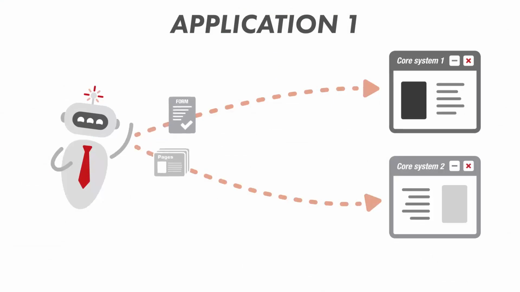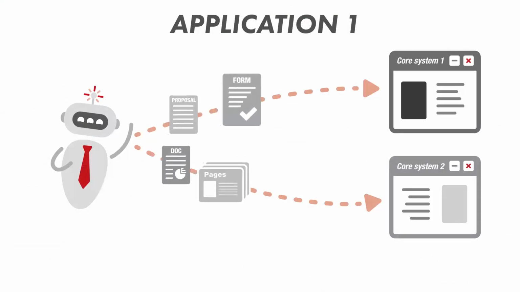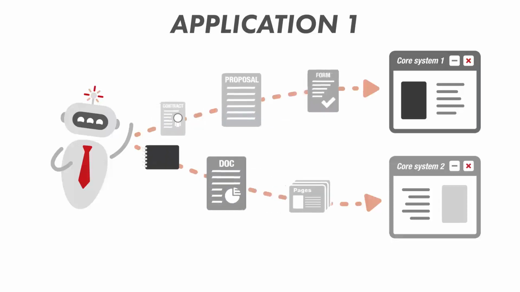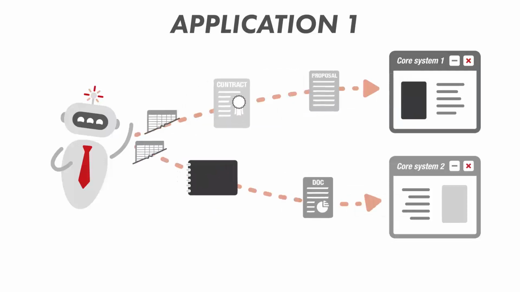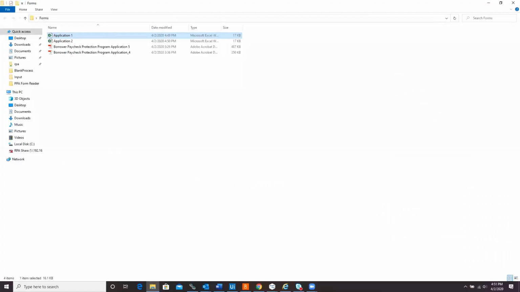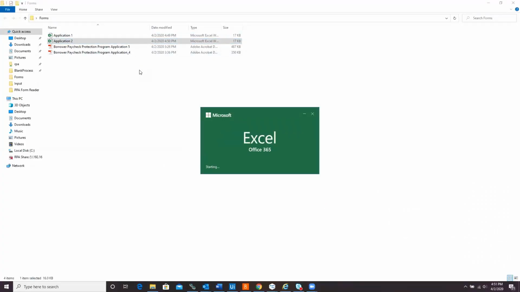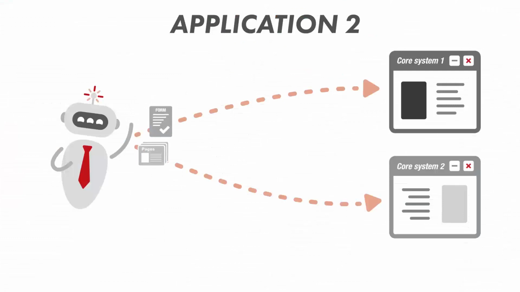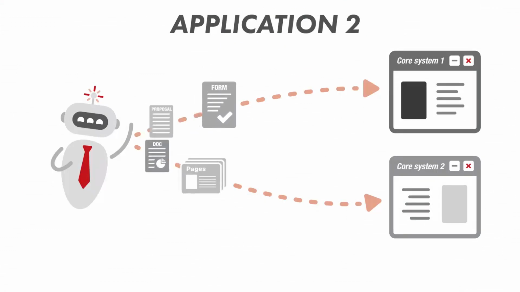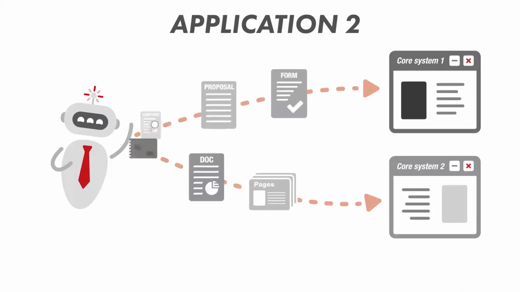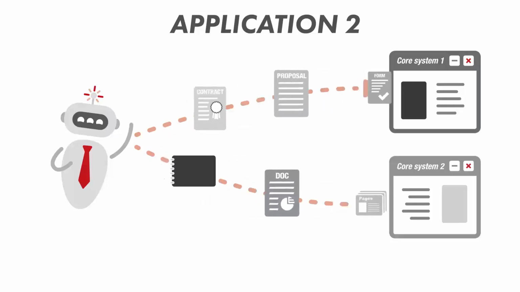Now the bot will take all of this data and upload it into the bank's core platforms, whether they're from FIS, Fiserv, or Jack Henry. Here's the second one. And the bot uploads it to the core systems. It's straight through processing, with no human intervention required.